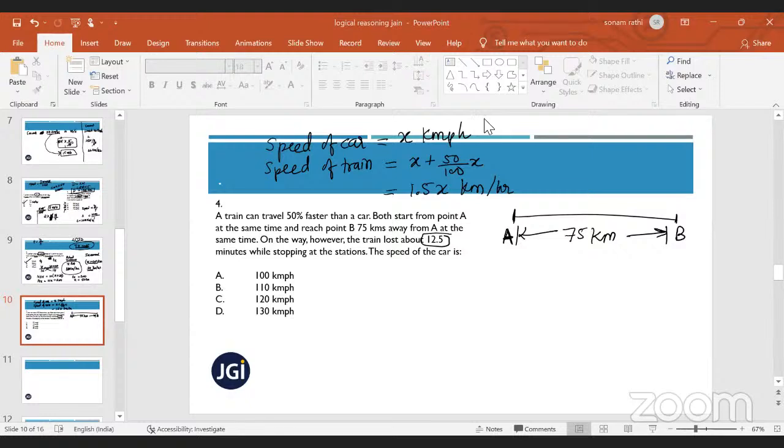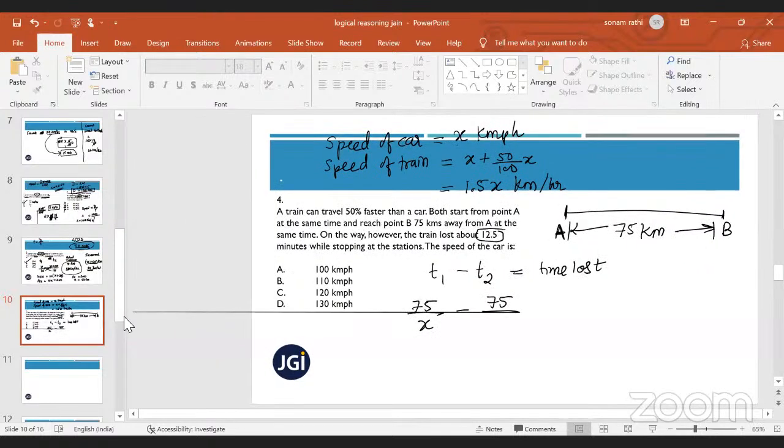Correct? So it means T1 minus T2 is equal to the time lost. Okay. So T1 is 75 upon the speed of car, minus T2, which is again 75 upon the speed of... wait a minute.